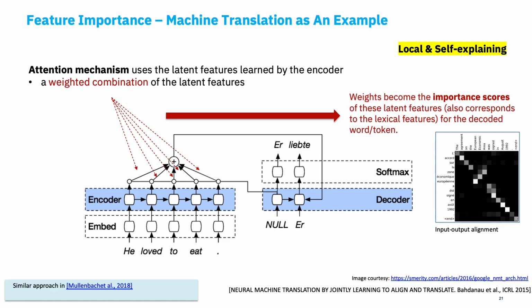This motivates the idea that when we generate the translation in the decoder, we can look into every hidden state of the words and tokens in the input sentence and generate every word and token in the target language by considering a weighted combination of the latent features corresponding to each input word token. The attention mechanism proposed in this approach is a way to learn the weights for the latent features, which naturally become the importance scores of these latent features for the decoded word and token. Therefore, this is a classic method for enabling feature importance explainability.